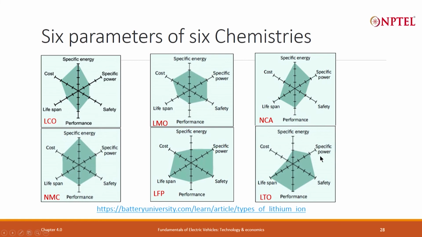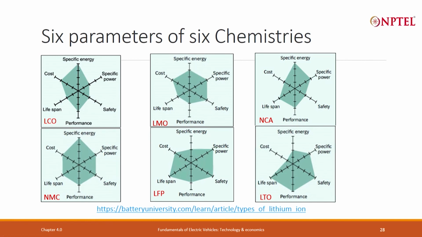LTO, on the other hand, has very low specific energy, very high cost. Sorry, I may be making a mistake here. Yeah, this tells you how good it is. Cost is higher, even higher than NCA. But it has a goodness in all of this: lifespan is very good, specific power can be very good, performance can be very good, safety can be very good. So, this is a very good diagram.